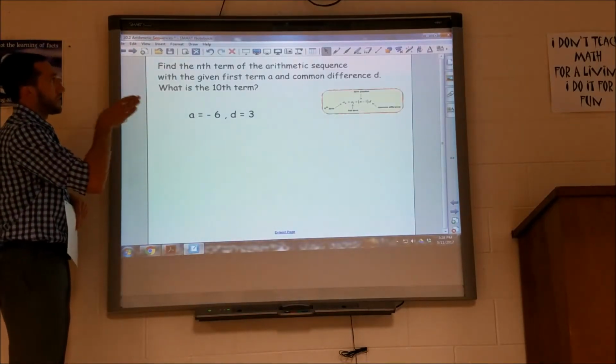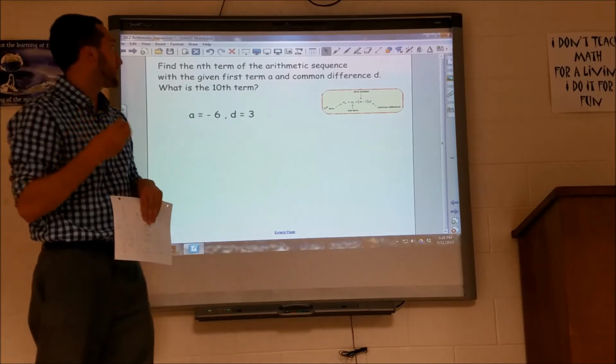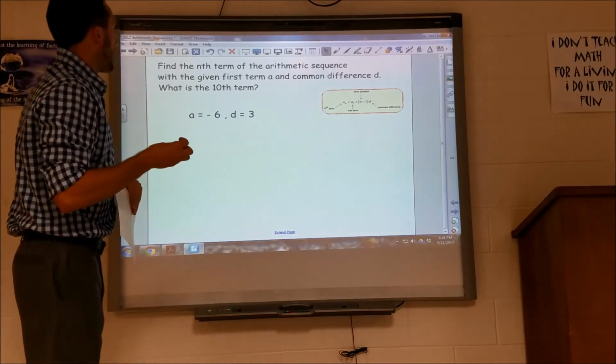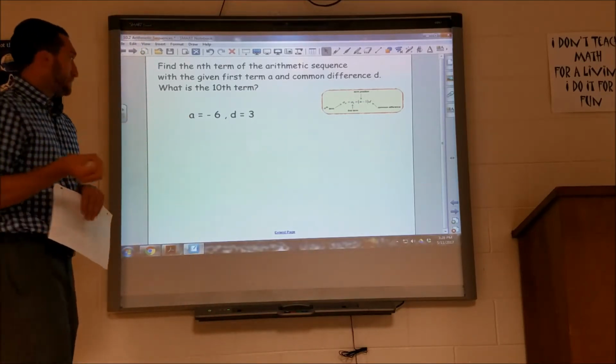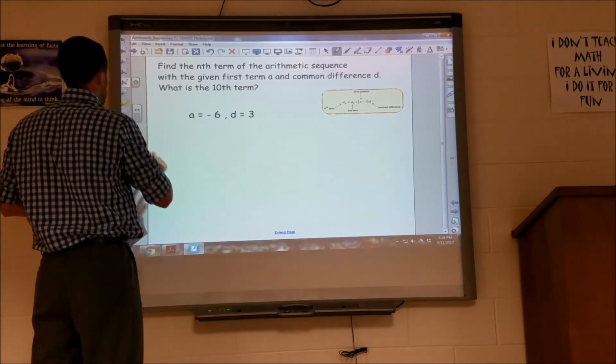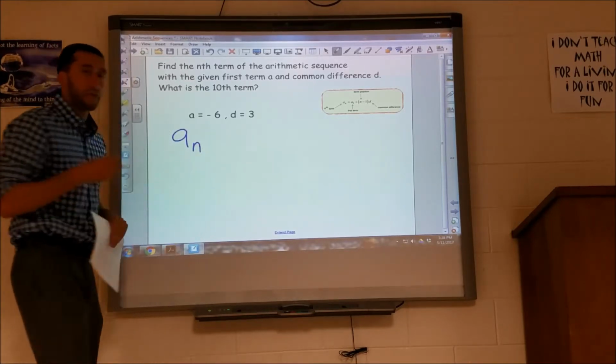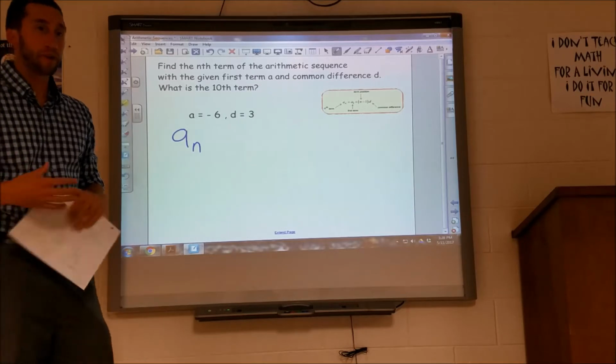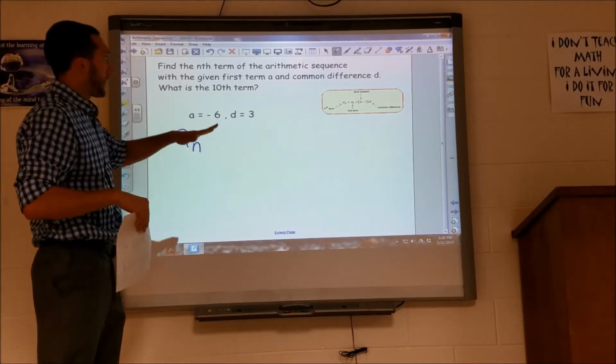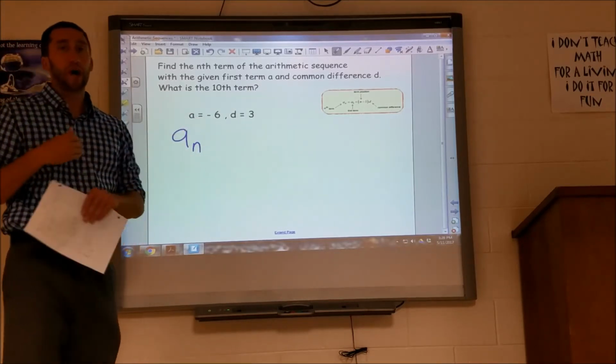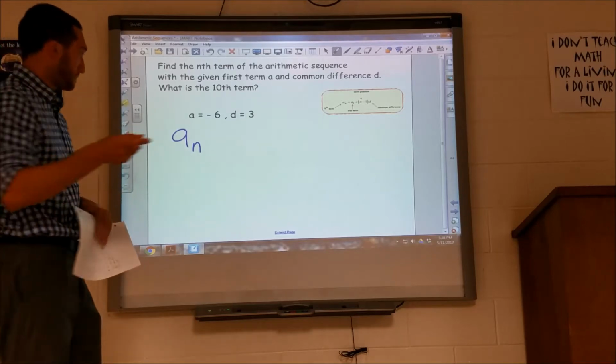So first they want us to find the nth term of this arithmetic sequence and then find the 10th term. So the nth term means I'm just going to leave it in terms of a sub n. I don't know what term I'm looking for, but if I put it in the nth term, then you just tell me what term I want and I can tell you right away.